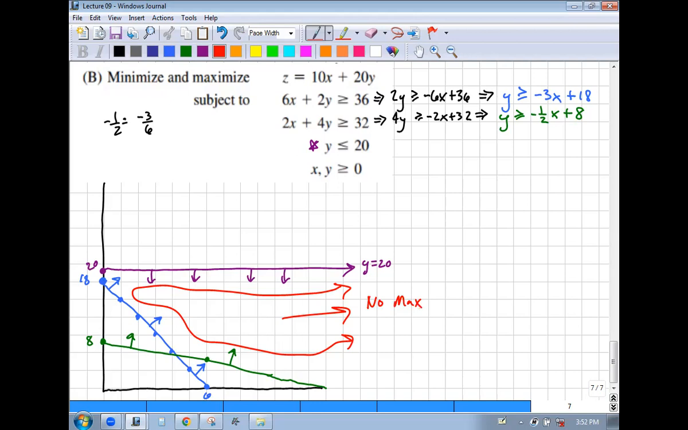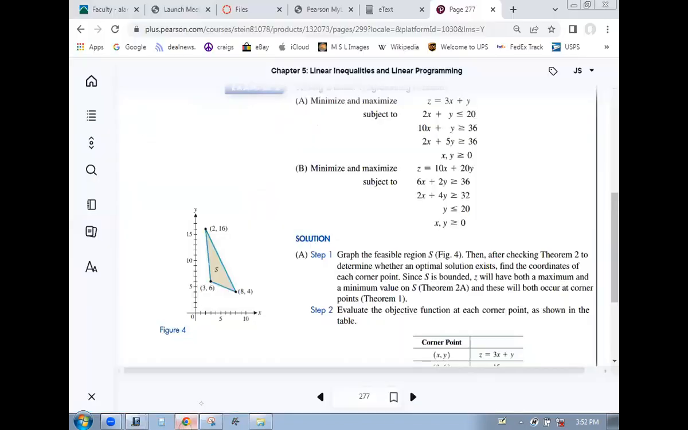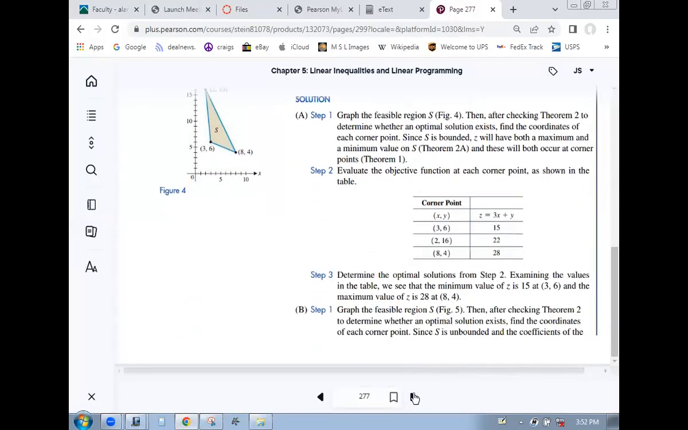Now, they do want to find the minimum as well, though, right? So we do have corner points we need to check out, right? We have, let's see, P1, P2, P3, and P4, right? So there's four points that we need to know. Let's see if they have a picture of this one for us.